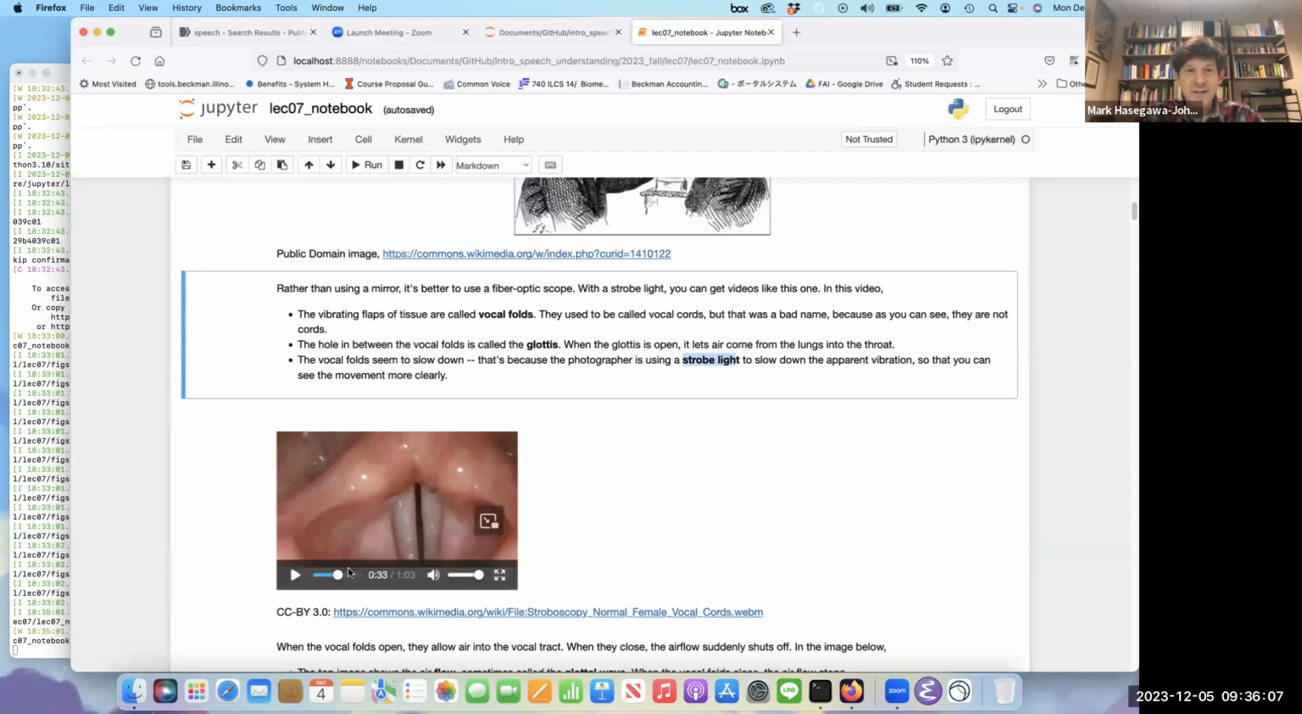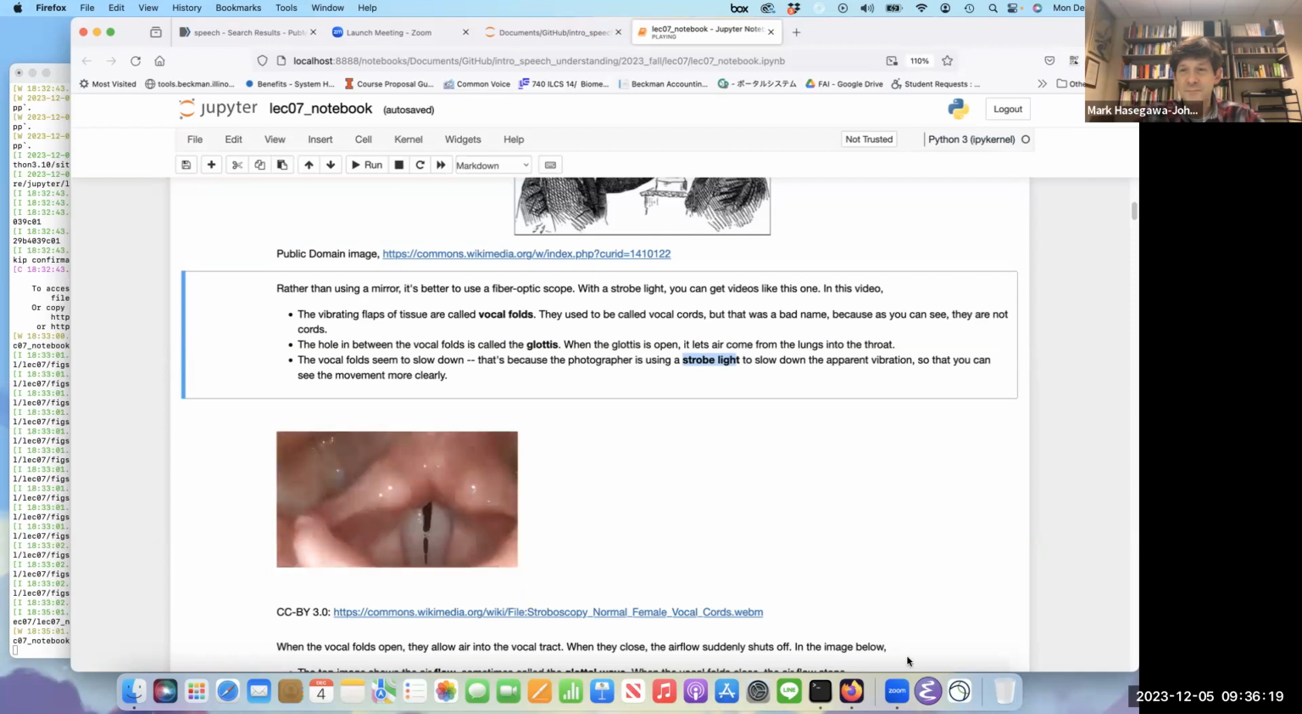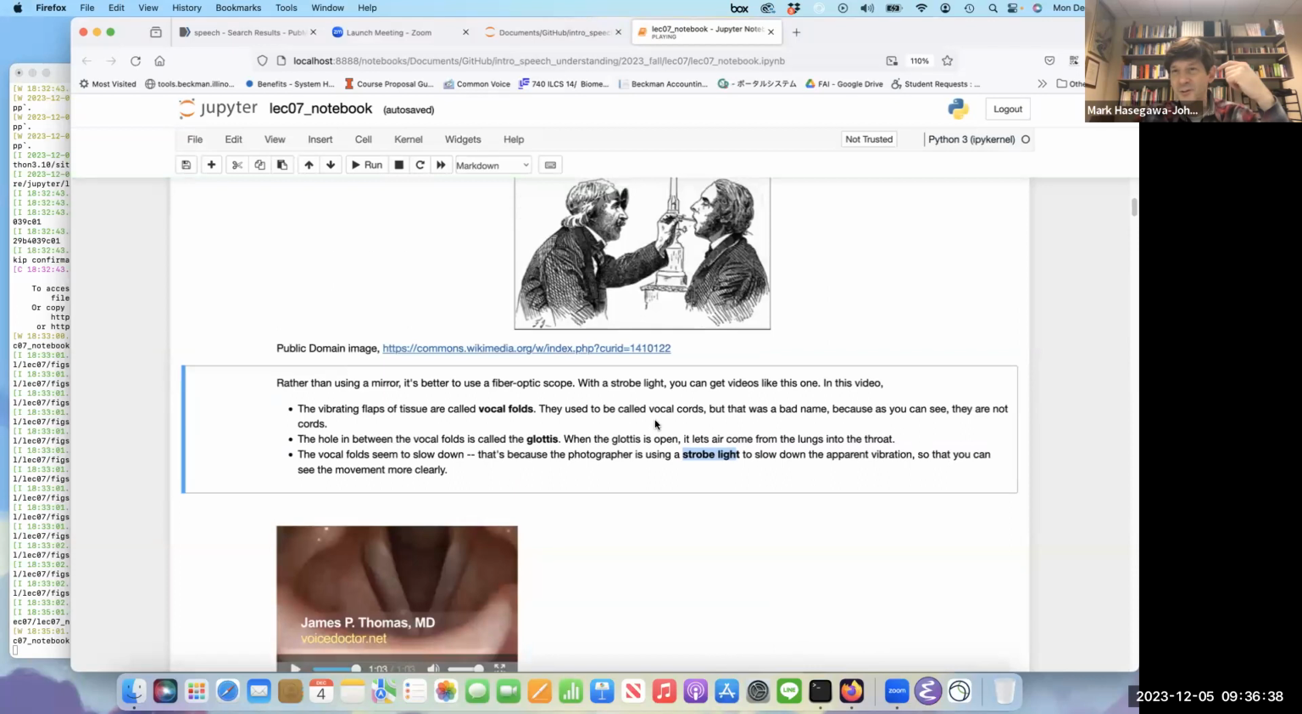every period, so that you can see that it starts out fast and then it slows down, and now it's slowed down. It's fast and then suddenly it slows down. This is because of the strobe light. The other way around. So you can see that this is what it looks like if you look down inside the back of your throat.